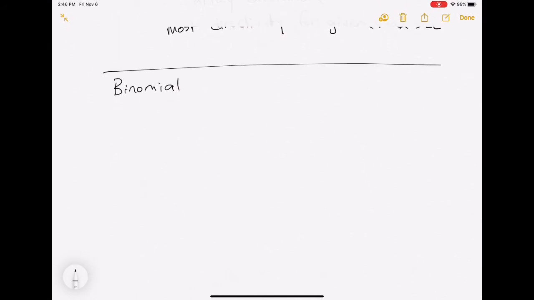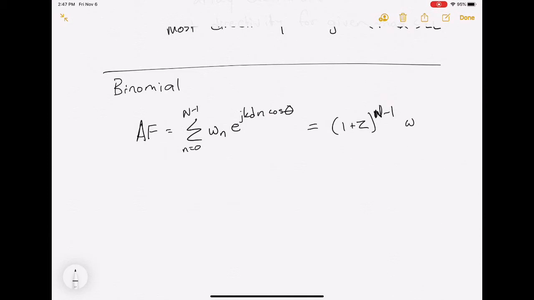Like I said before, if your array factor is just the sum of the weights times e to the j k d n cosine theta, and you want that to be equal to 1 plus z to the big N minus 1, times some constant weight factor, you can just write down what the amplitude coefficients would be by multiplying out that polynomial.